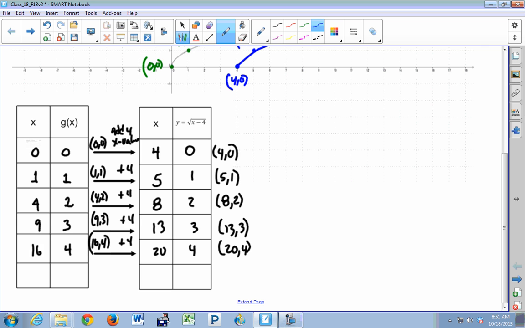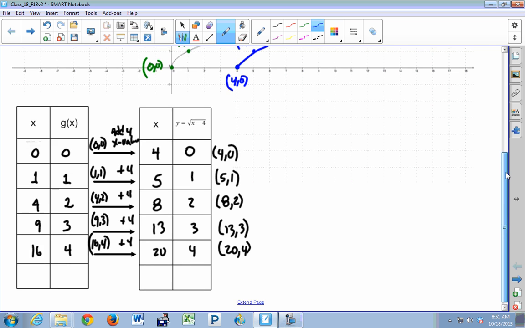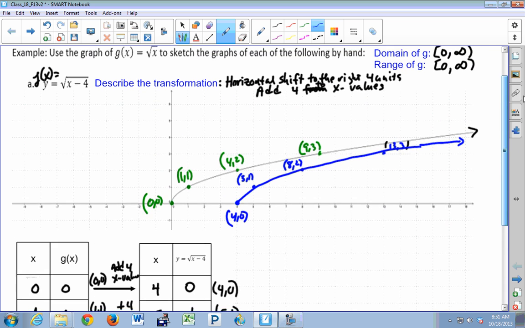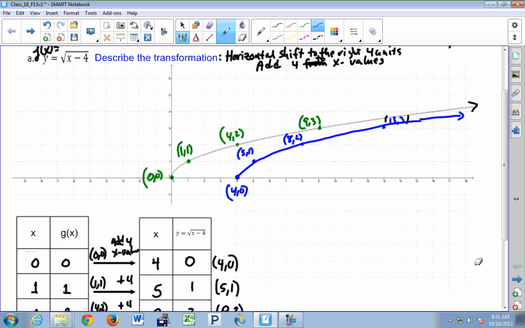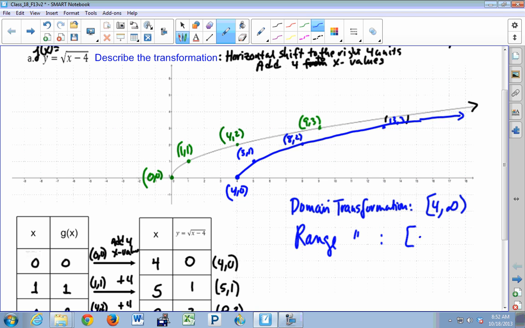Okay, so let's compare the ranges and the domains of our transform function with our original function. Okay, so here's our original function. The domain, as Tiffany said, was from 0, including 0, out to infinity. What's the domain of our transform function? Okay, so the domain of our transformation is, I heard 4, yeah? 4 to infinity, right, okay. Has our range changed at all? No. When you do this horizontal transformation, you expect your domain to change, but not your range, okay?